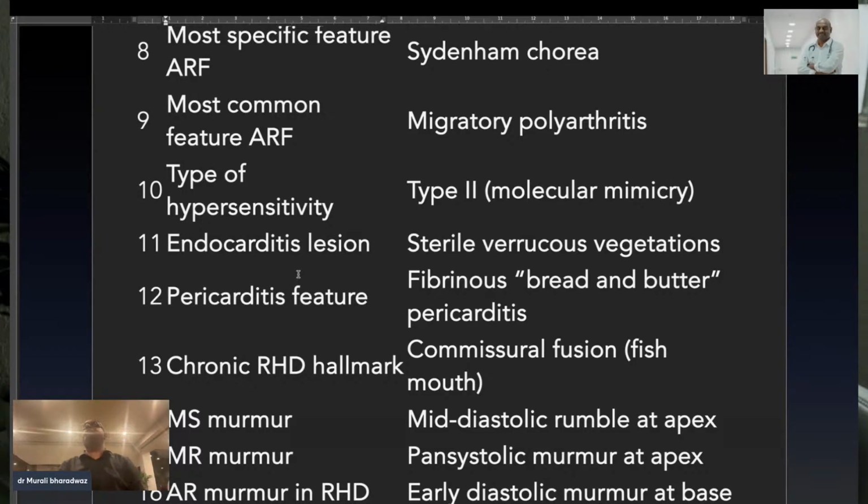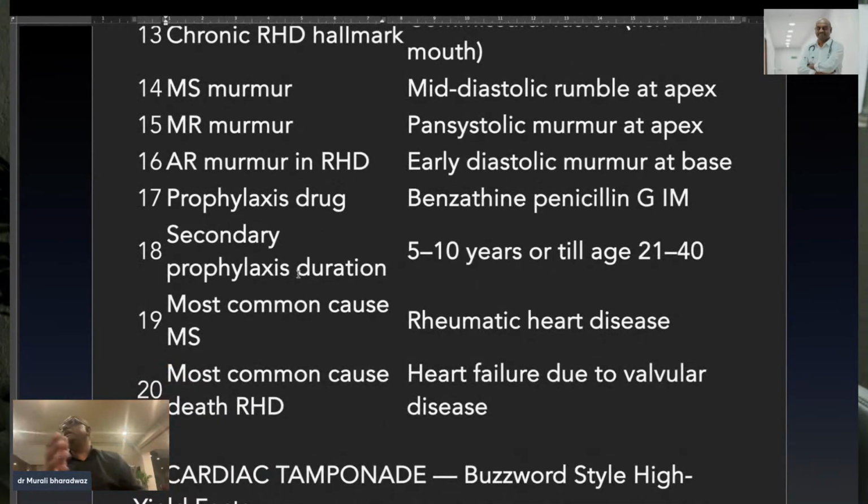Pericarditis is fibrinous, called bread and butter pericarditis. And whenever there is chronic rheumatic heart disease, the commissures of the valve get fused, and on 2D echo it looks like a fish mouth appearance, which is classical. MS murmur is a mid-diastolic rumble, MR murmur is a pansystolic murmur, AR murmur is an early diastolic murmur.